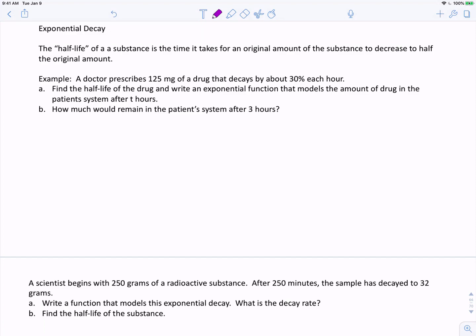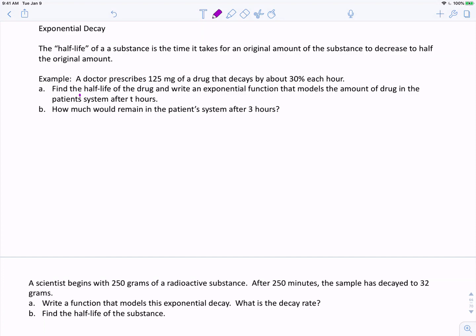A doctor prescribes 125 milligrams of a drug that decays 30% each hour. Find the half-life of the drug and write an exponential function that models the amount of the drug in the patient's system after t hours, and how much would remain in the patient's system after 3 hours. You can see why this might be an important kind of problem to be able to solve, because doctors might want to maintain a certain amount of medication in a patient's bloodstream, and so knowing the decay and how long it takes will help doctors know how often to prescribe the drug to be taken.